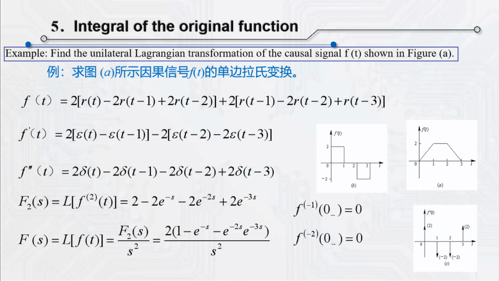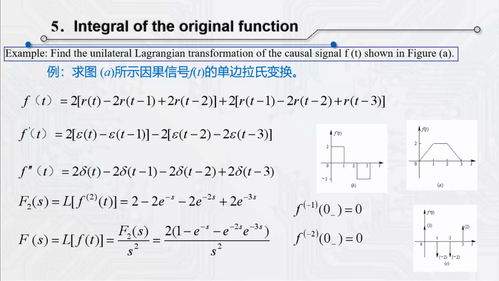Let's solve for the unilateral Laplace transformation of the causal signal f(t) shown in figure A below. According to what we said in part 2, from figure A you can see that the graphic is made by two triangular functions centered at t equals 1 and t equals 2 superimposed. Its function value can be written as f(t) equal to r(t) minus 2r(t-1) plus 2r(t-2) minus 2r(t-2) plus r(t-3).